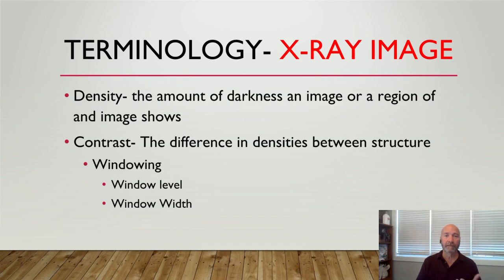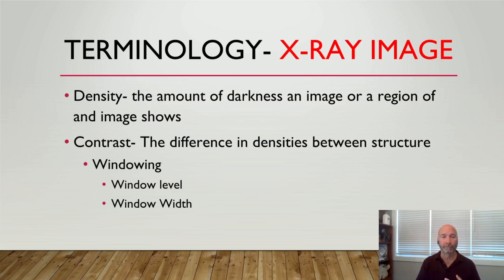So those differences are what we refer to as contrast. They're different densities. Since we can see the difference in densities, then we have contrast. If our entire x-ray looked like a bone, then it would be very difficult to make any kind of diagnosis on that. So density and contrast, two of the major things that we need to see on an x-ray, and how we can control those things.